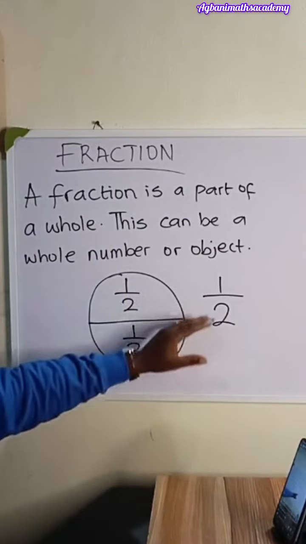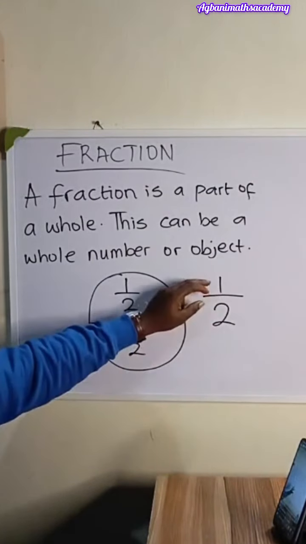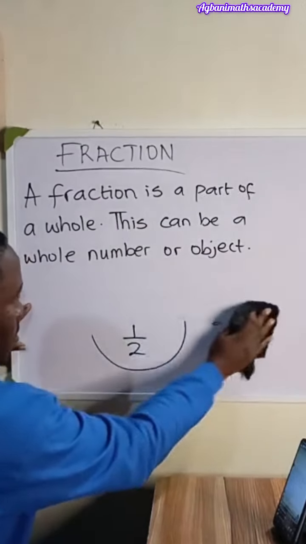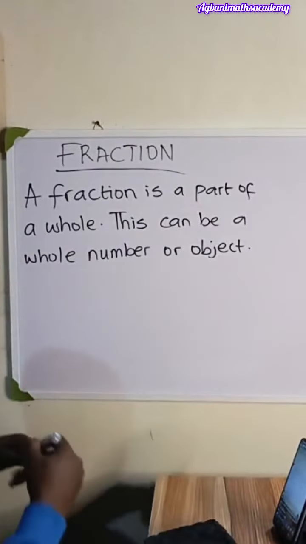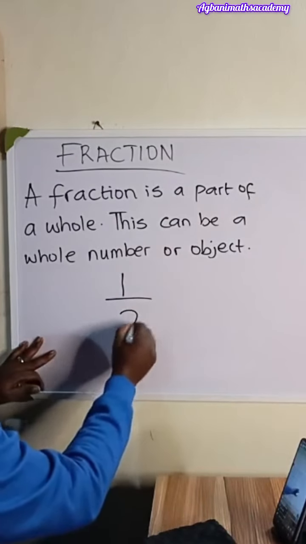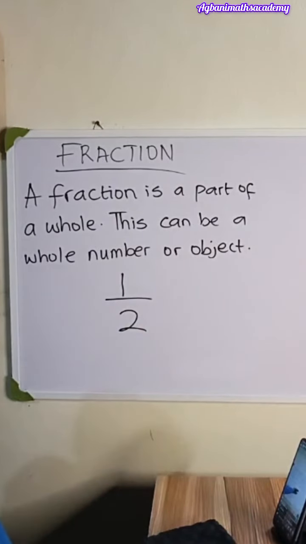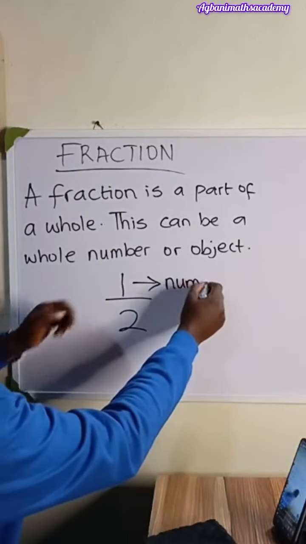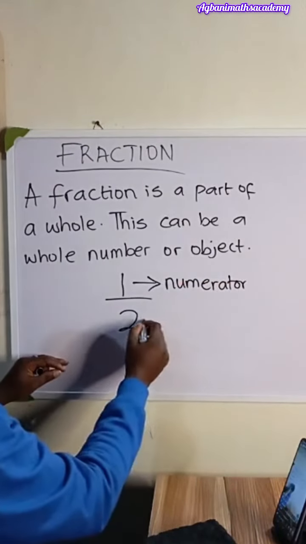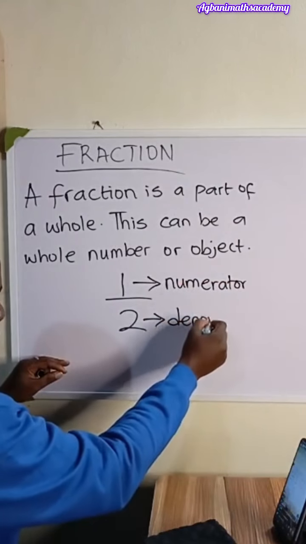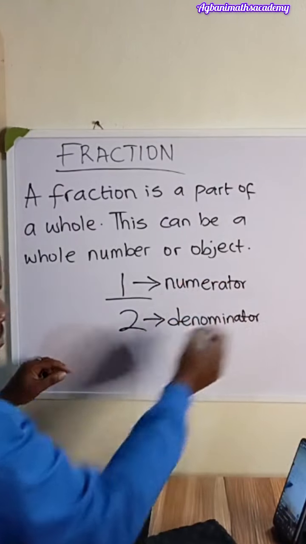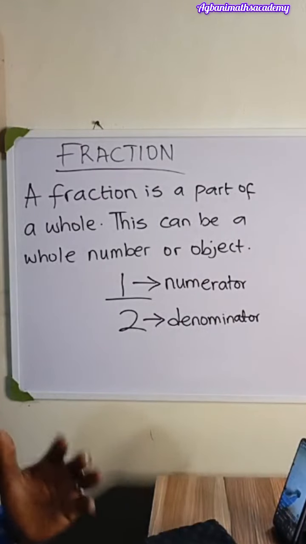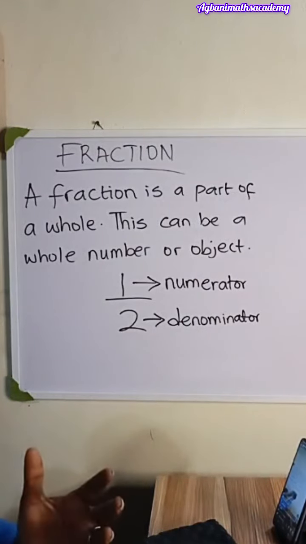So now we want to see what these two numbers are called. What is the number at the top called, and what is the number at the bottom called? When you have a number, for example, 1/2, this is a fraction. Now the number at the top is called the numerator. The number at the bottom is called the denominator. So the number at the top is called numerator, and the number at the bottom is called denominator.